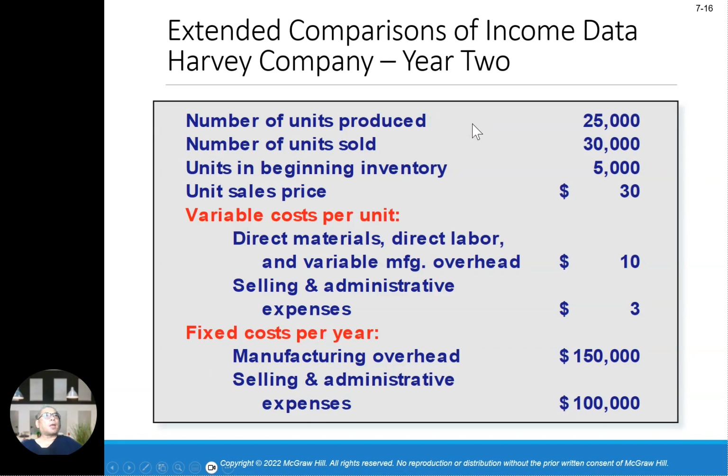Number of units produced, which is 35,000 as discussed. Number of units sold is 30,000, beginning with 5,000 units, sales is 30,000. Variable cost per unit, which is 10 plus 3. This is direct labor and overhead, which is $10. Selling expense is $3. So fixed costs per year will be 150,000 for manufacturing overhead, and selling and administrative expense will be 100,000.